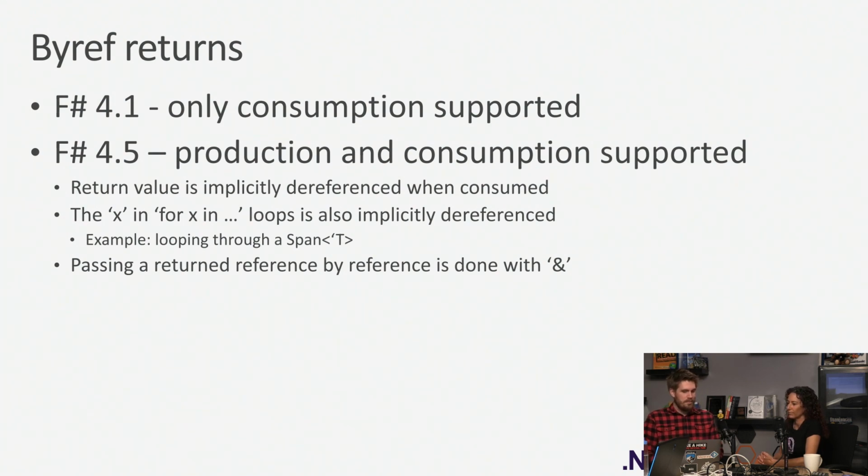The return value is implicitly dereferenced when you consume it, so we match the same behavior that C# has there. We also implicitly dereference a value inside of a for loop. This is helpful if you're looping through a span and you need to do something with each offset that you have there. And if you want to pass a reference around to different calls, you just use that reference operator that Ed showed earlier. Cool.